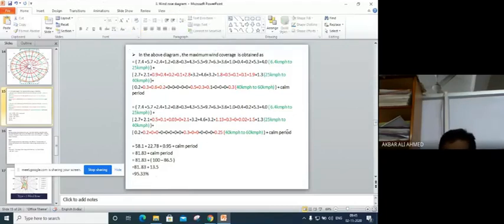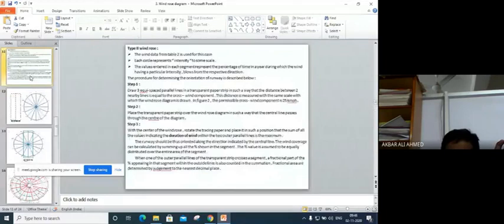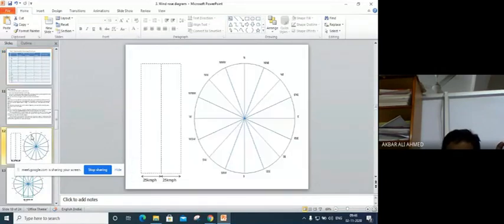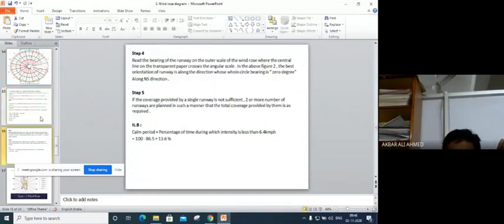Then the calm period also has to be added. What is calm period? This is the total value. When you add all the values, you get 86.5. You subtract 86.5 from 100, and that is the calm period. You get 13.5. So this is the way of calculating the Windrose diagram type 2.